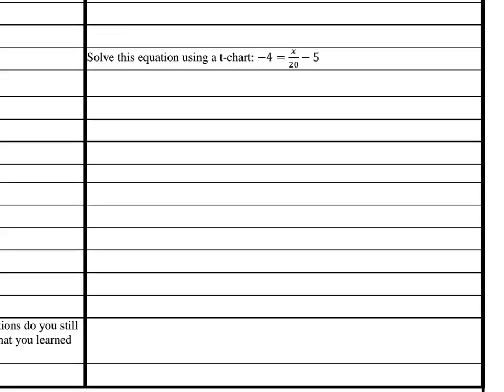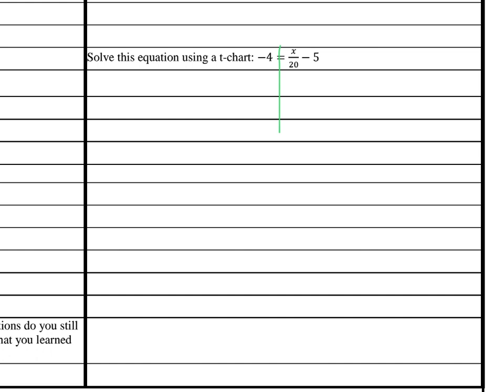Solve the equation using t-chart. So negative 4 equals x divided by 20 minus 5. Draw your line down. For this example, we have x on the right side of the equal sign. That doesn't change how we go about solving our problem. So for this one, I'd like you to go ahead and try this one on your own. I'll pause and then you can check and see how you did.